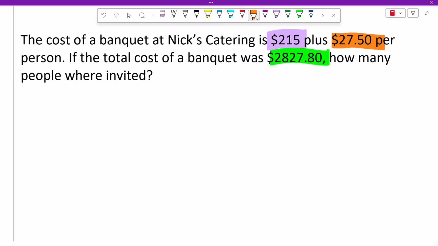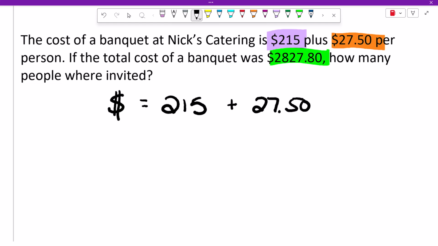So you can probably do this without an equation. Well, let's create an equation. This is a very standard thing you're going to have to do. So we want to figure out our cost. It comes in two parts. We have the cost of the room plus a cost that changes depending on how many people we invite.